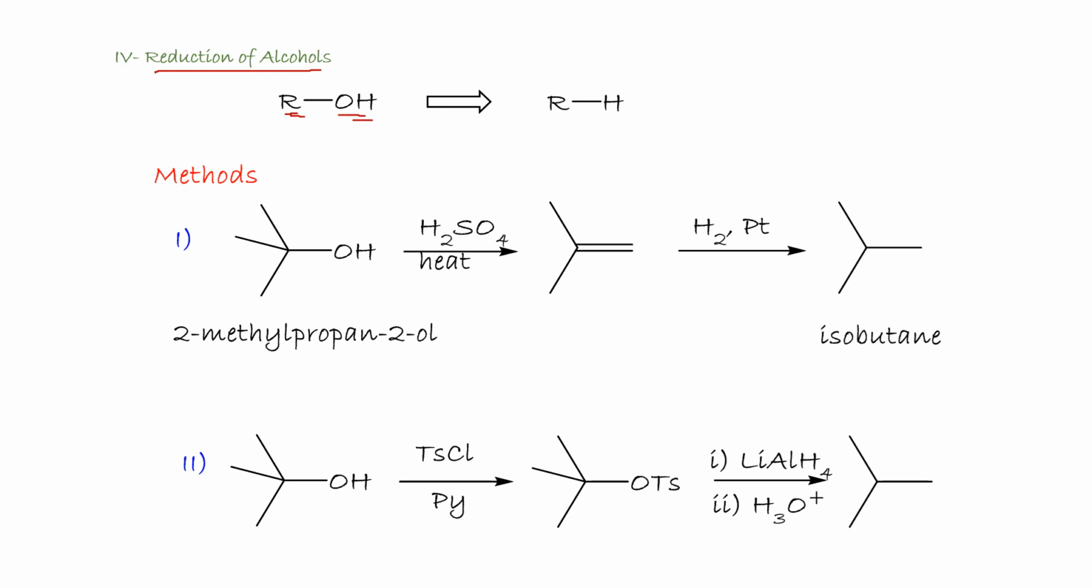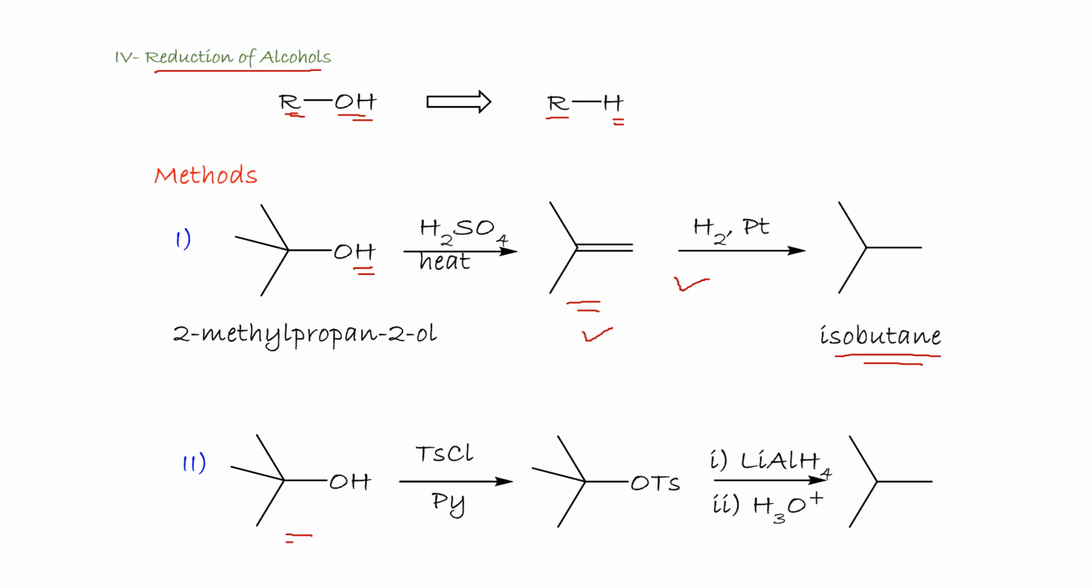ROH to RH. We have different methods. We can take the alcohol, convert it to alkene. We have now two methods to do that. Okay, so we can take the alcohol to alkene, catalytic reduction using hydrogen and a catalyst like platinum. Here we have the product, isobutane.